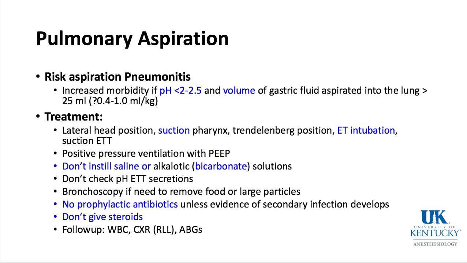When do you do a bronchoscopy? If there's large food particles or things that are obstructing airways, you may need to go down and remove those from obstructing major bronchi. We don't usually give prophylactic antibiotics unless there's evidence that secondary infection develops. We don't give steroids prophylactically, and you can follow that patient up with white blood cell counts and chest x-ray, realizing that the right lower lobe is often the one that's involved with aspiration, and follow them with arterial blood gases.